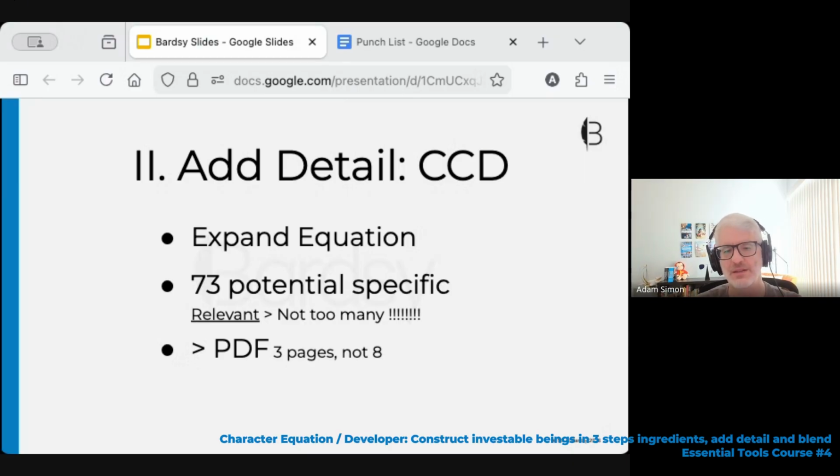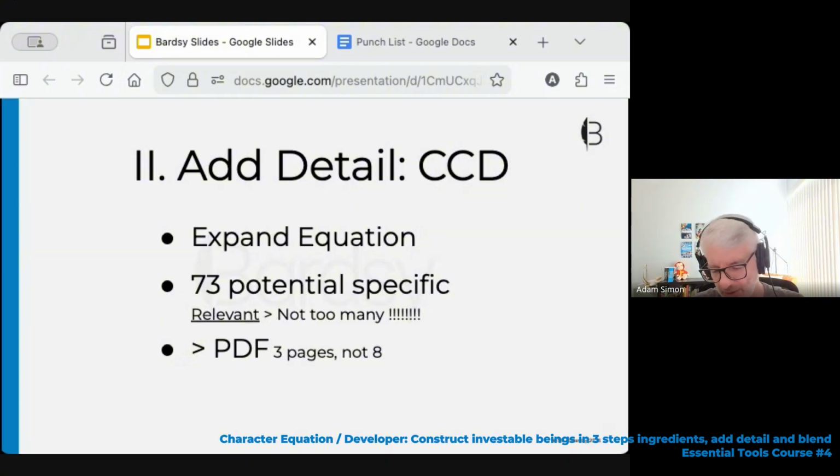Not too many, right? And then the character developer will print out a PDF for you, basically a profile of that character, like a Dungeons and Dragons sheet, right? Some people misuse the character developer and produce an 8-page PDF because they insisted on checking off every one of the 73 potential specifics. Pick and choose. Pick the ones that are going to be relevant to your story, interesting, and therefore spur investment. Right? So your PDF should be about 3 pages, not 8.